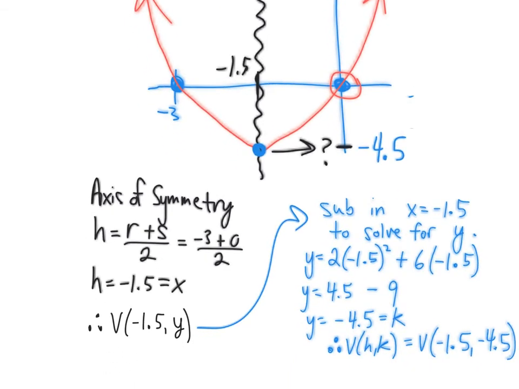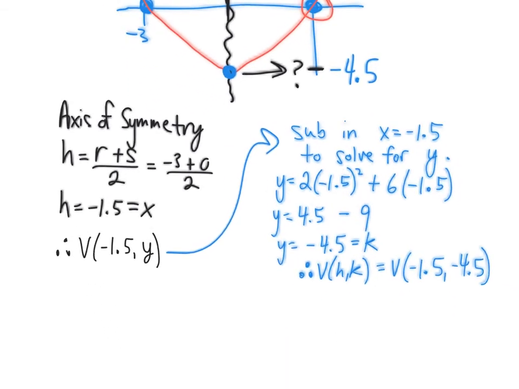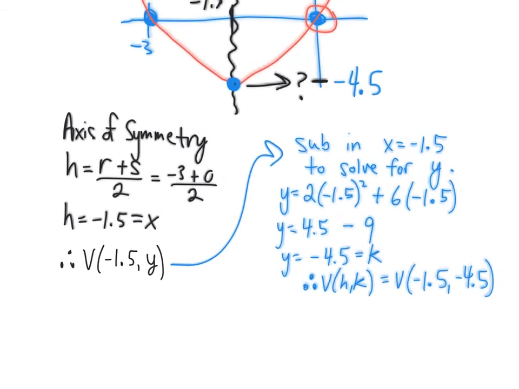The answer is yes. If we start with the axis of symmetry, which is an h value that equals r plus s divided by 2. r and s are the x-intercepts. So in this case, -3 plus 0 over 2. And that leads us to h being -1.5, which is the x-coordinate in the vertex.